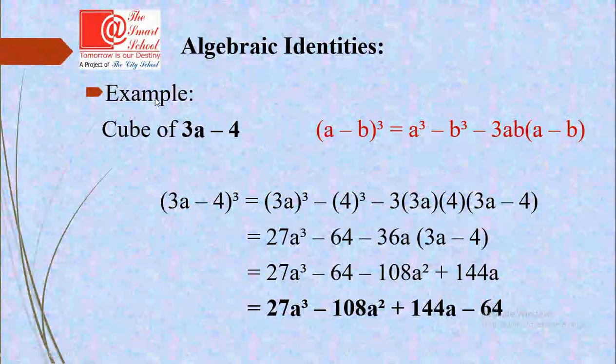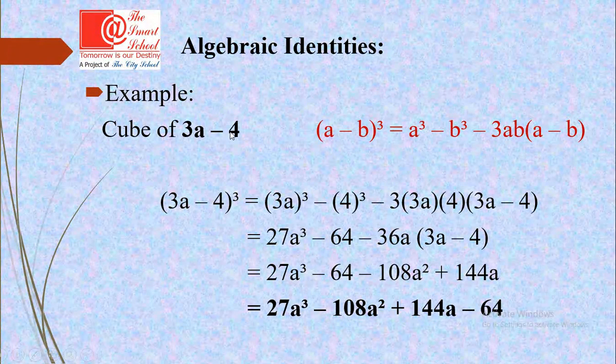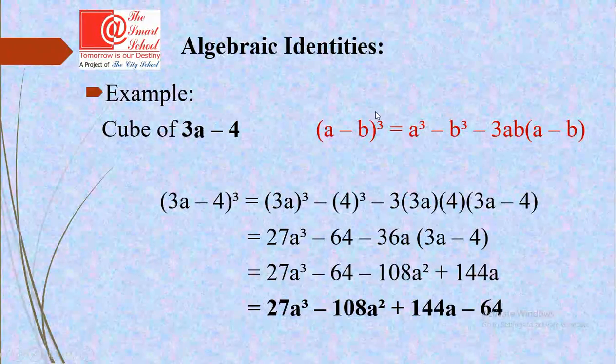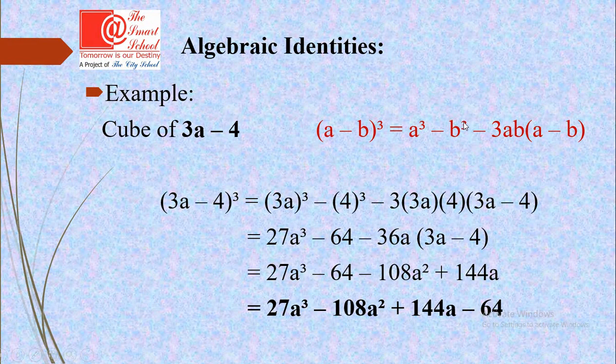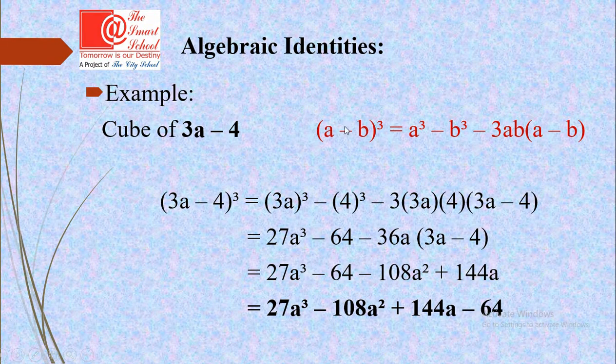As the example here, cube of 3a minus 4. The minus sign is here, and we have to find this cube, so we will apply this identity. A minus b whole cube is equal to a cube minus b cube minus 3ab in bracket a minus b. Now substitute the values of all these. So a is equal to 3a here and b is equal to 4.